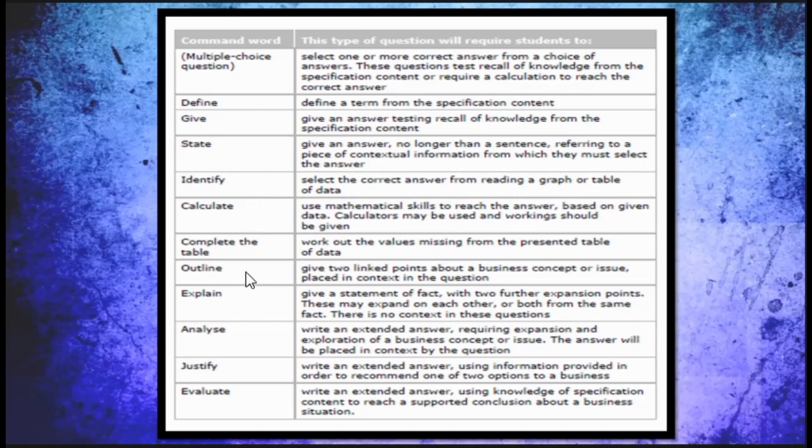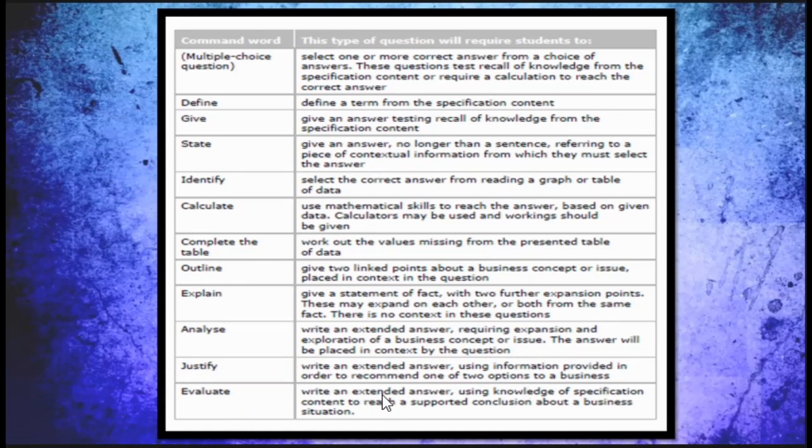Like that, you can see outline, explain, analyze, justify, and evaluate. We can just see what analyze is: write an extended answer requiring expansion and exploration of a business concept or issue. The answer will be placed in context by the question. And justify: write an extended answer using information provided in order to recommend one or two options to a business. So when the command word is justify, take care that you provide one or two options or probable solutions for the problem they have asked you about.